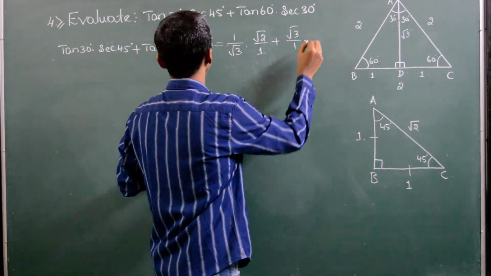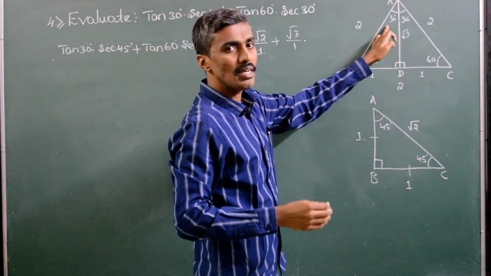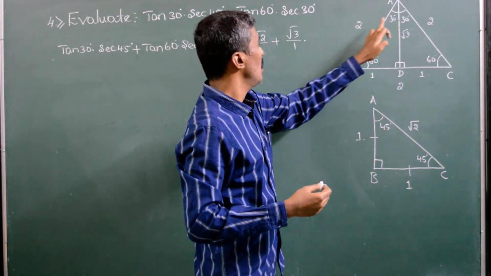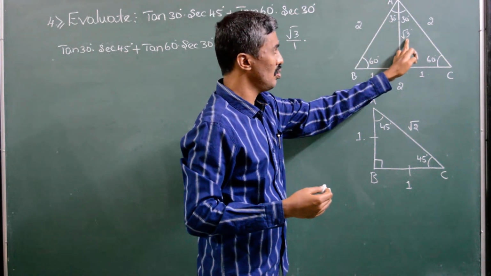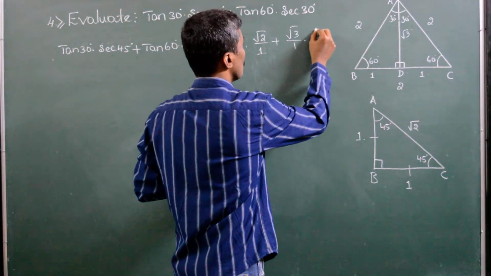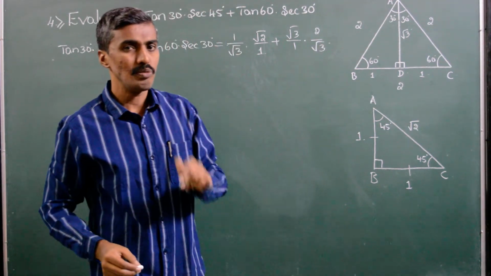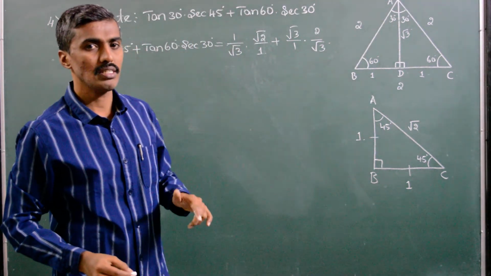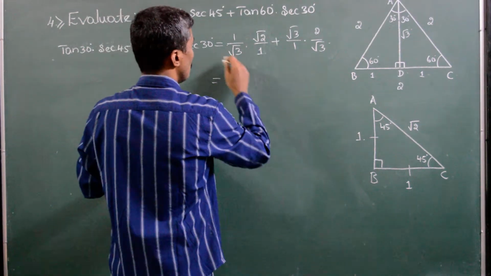Then into secant 30. Secant theta is hypotenuse divided by adjacent side. Hypotenuse is 2, adjacent side is root 3. So 2 by root 3. Secant theta is the reciprocal of cos. Cos theta is adjacent side by hypotenuse. Secant theta is hypotenuse by adjacent side. Now we have to multiply and simplify.